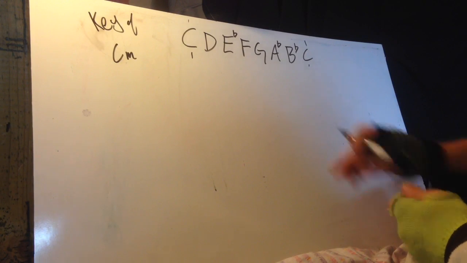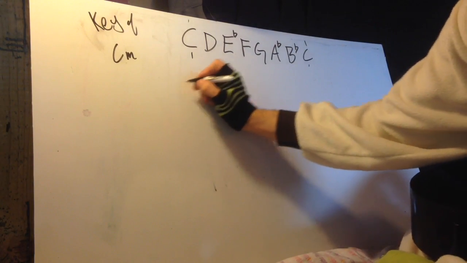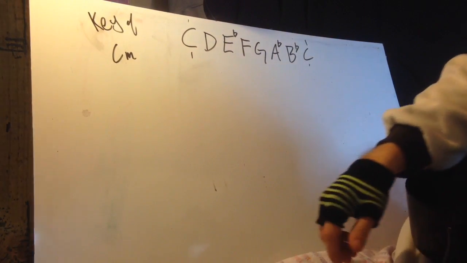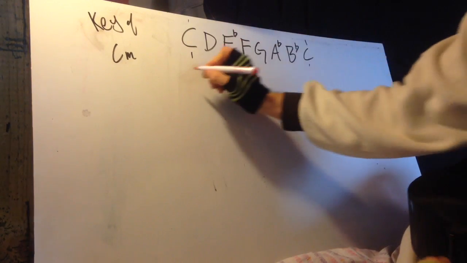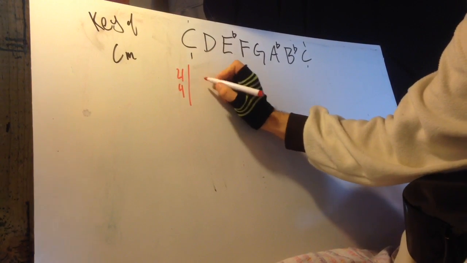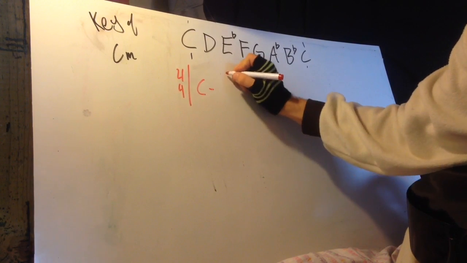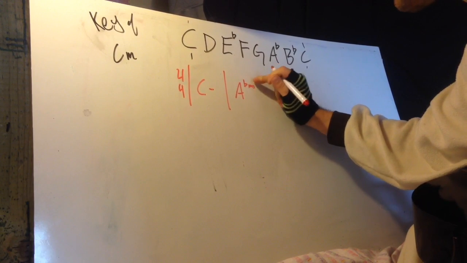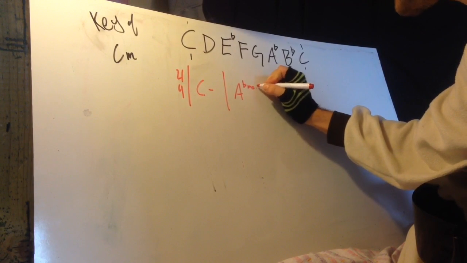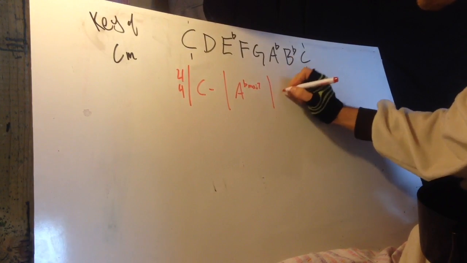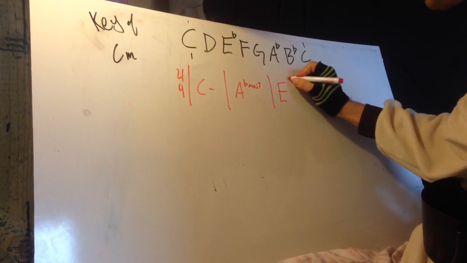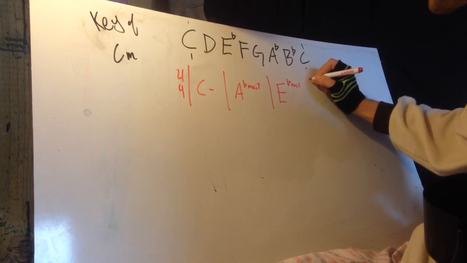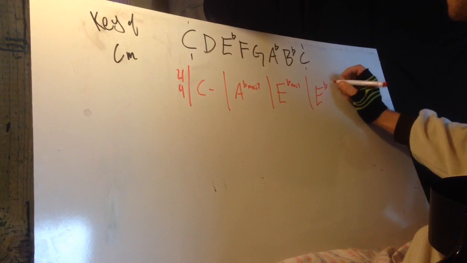So the home key is in black, so let's pick another color. Red. So the chord progression goes, "the sun don't care for me," C minor, A flat major 7, E flat major 7, E flat 6.